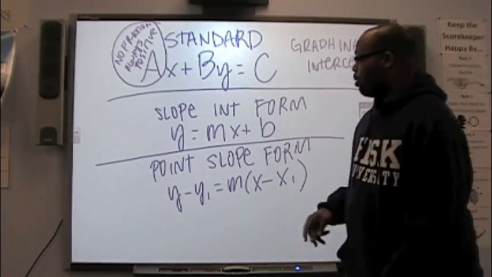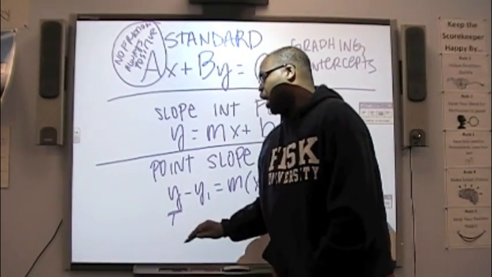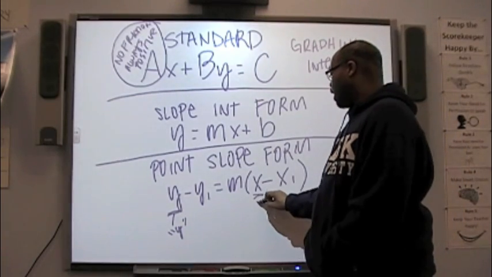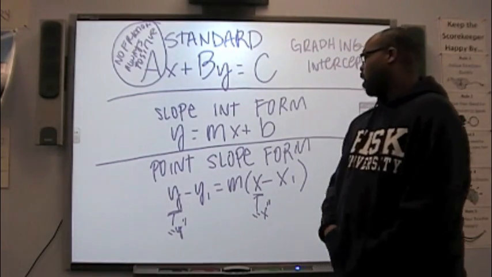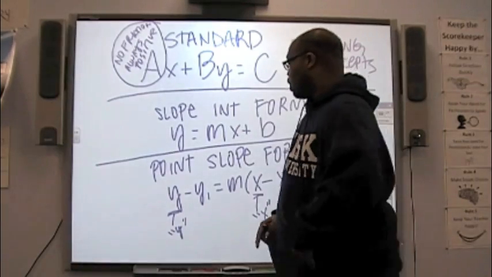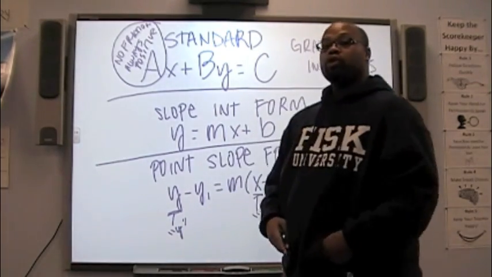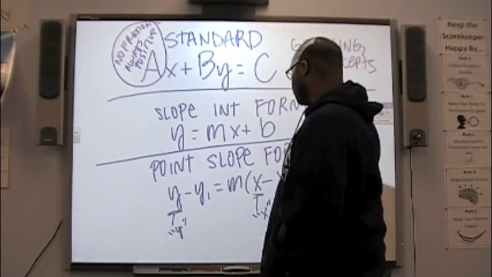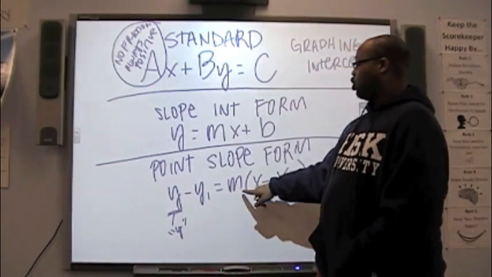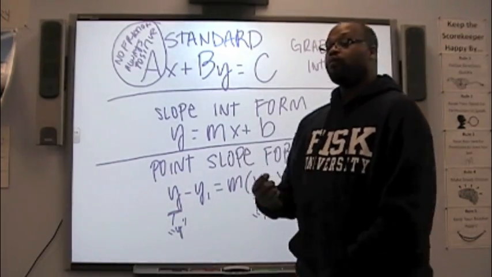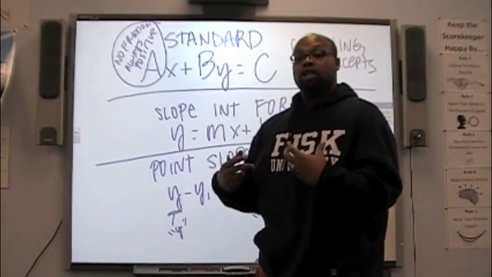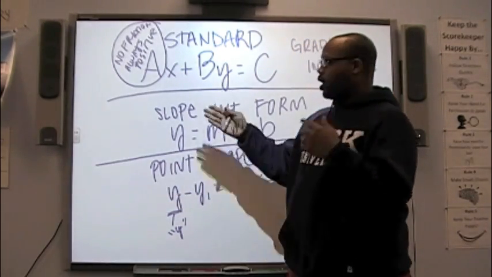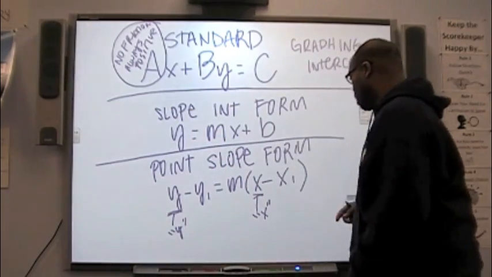We're going to talk about that, but before we do, I want you to know that this y is always going to stay y. You don't substitute anything in for it. This x is always going to stay x. You do not substitute anything in for that x. However, this y sub 1 and x sub 1, you're going to substitute an ordered pair in for those. You'll substitute the x value in here and the y value here, and then put the slope in here. Remember, point-slope form, the name means everything. To write it, you're going to need a point and a slope. And for slope-intercept form, you're going to need a slope and the y-intercept.